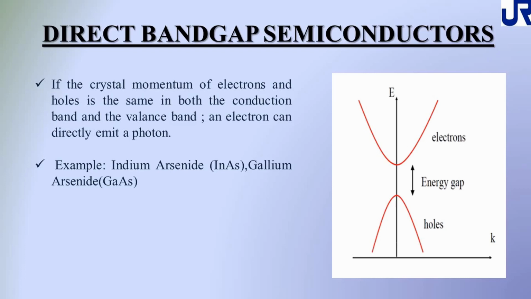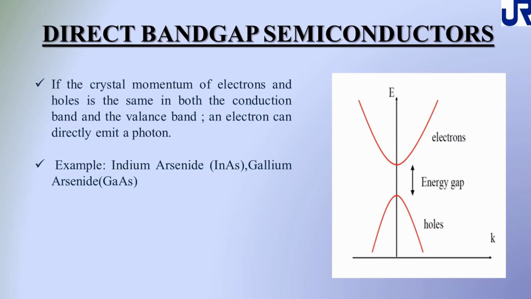So, if the crystal momentum of both electrons and holes are the same in both the conduction band and valence band, if this condition occurs, what will happen? An electron can directly emit a photon. These types of semiconductors are called direct band gap semiconductors. The examples are indium arsenide and gallium arsenide.